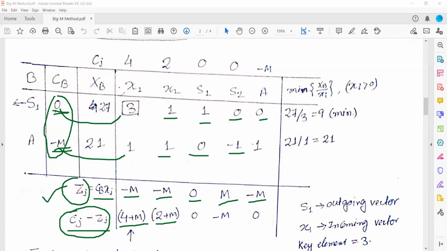So this column will be called the key column. Now, once you have identified which column is the key column, then you need to find the key row. So for finding the key row, what do you need to do? Can anyone tell me?